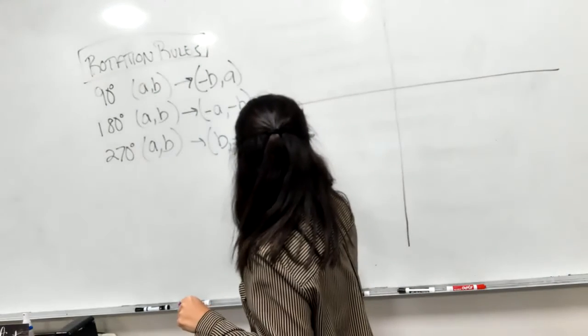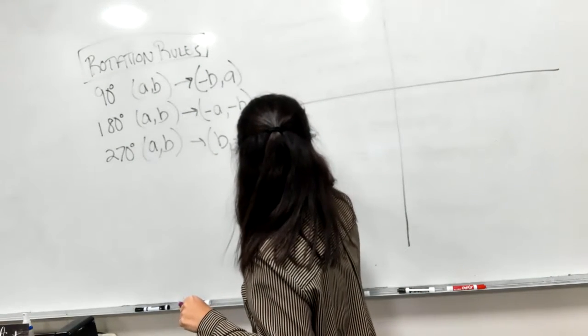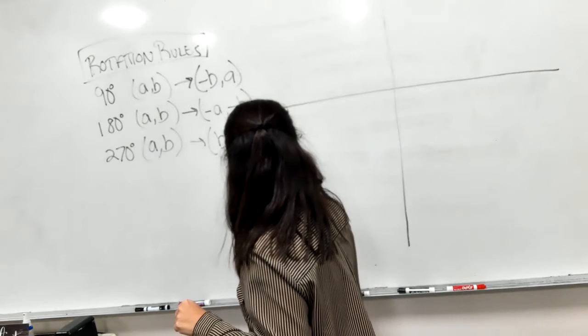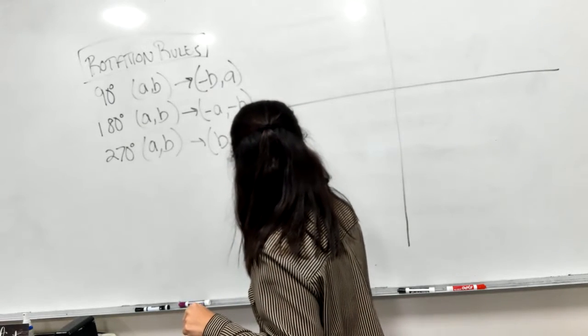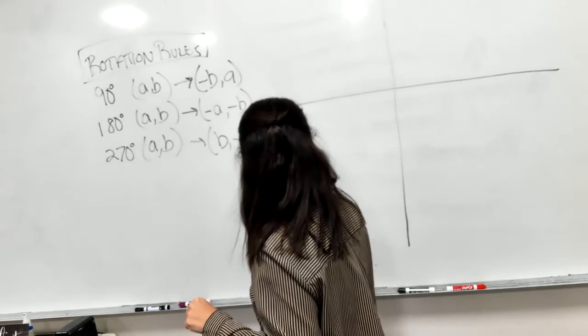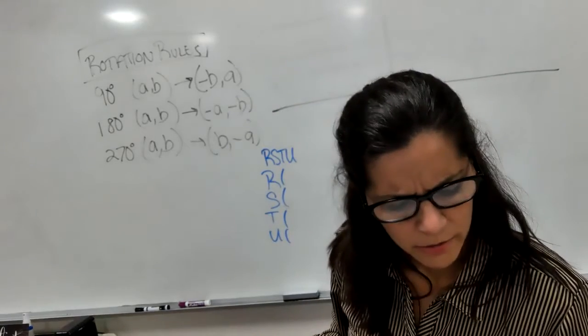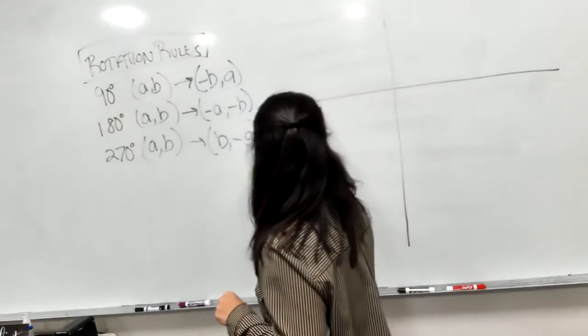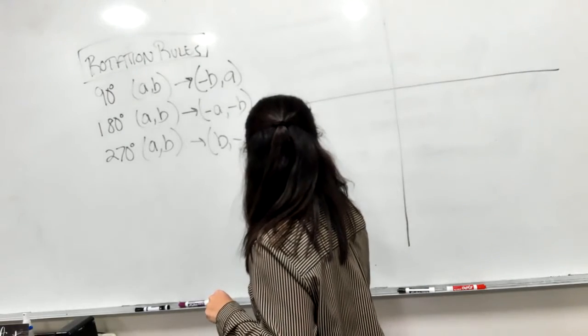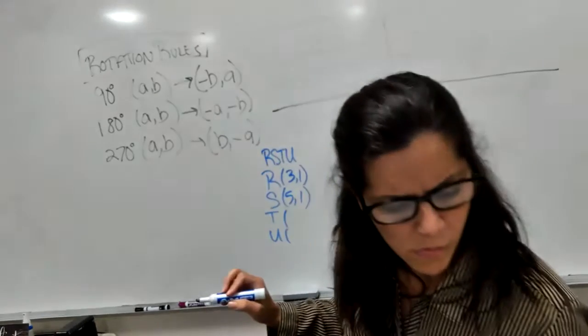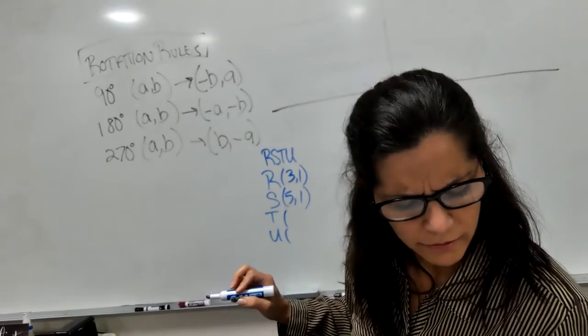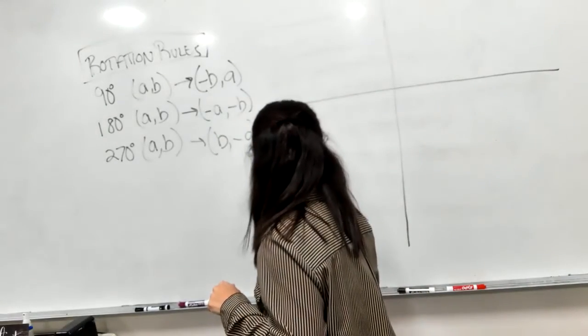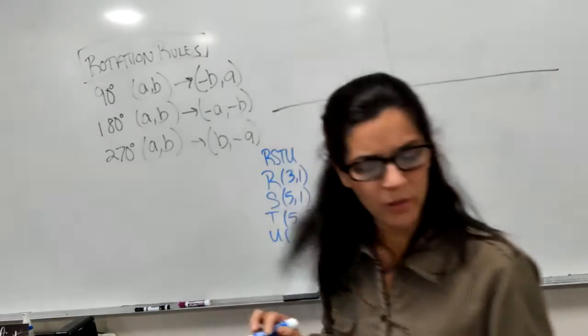All right, if we have quadrilateral RSTU, and these are our points: 3, 1, 5, 1, 1, 5, negative 3. Please put this in your notebook. Draw a big coordinate plane.